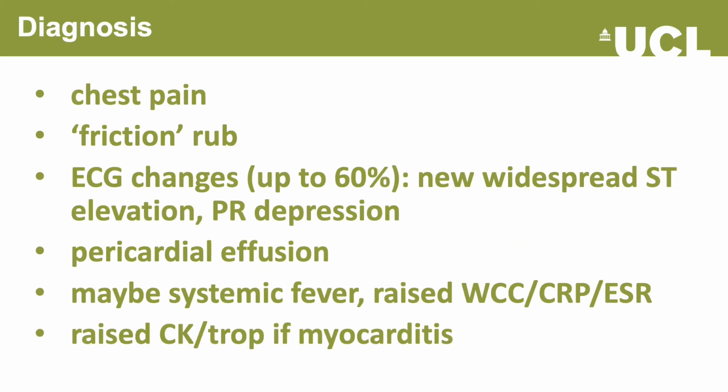Further diagnostic elements of pericardial disease include chest pain, as I've just said, and a friction rub, which sometimes can be relatively hard to hear. ECG changes are present in up to 60% of pericardial disease, and that includes new widespread ST elevation and PR depression. You may see pericardial effusion, and that's best diagnosed via transthoracic echo. There may be systemic fever. You may also see an inflammatory response such as a raised white cell count, CRP, and ESR. You may also see evidence of tissue damage, such as via myocarditis. You may see raised creatine kinase and troponin levels if there is myocarditis.